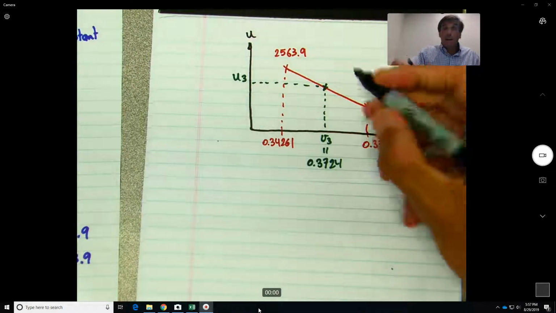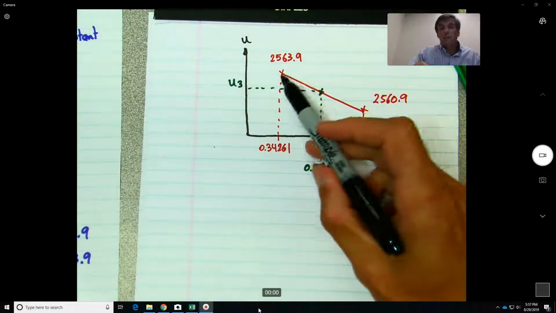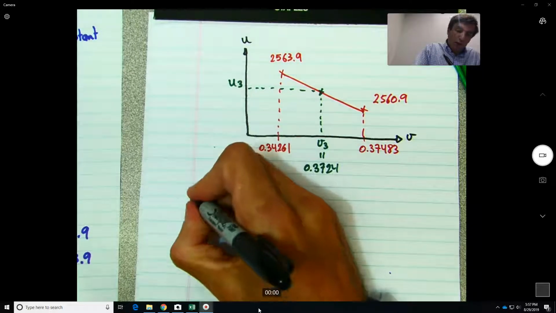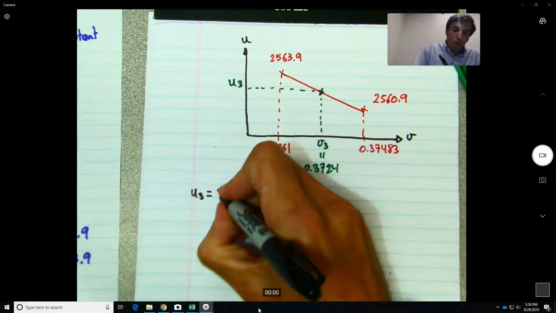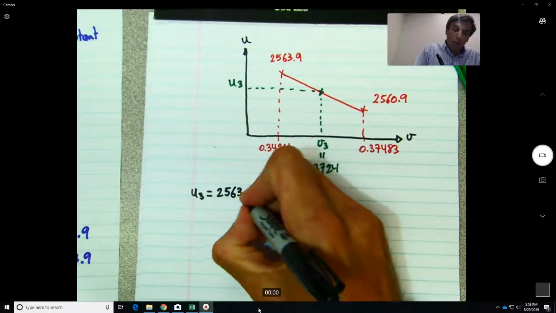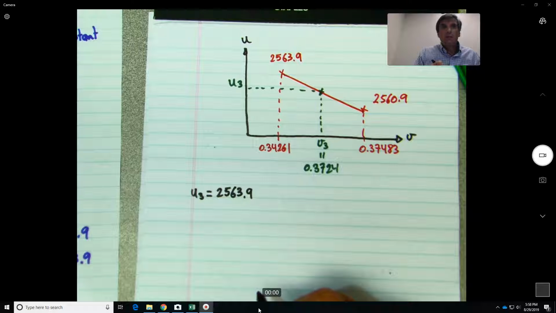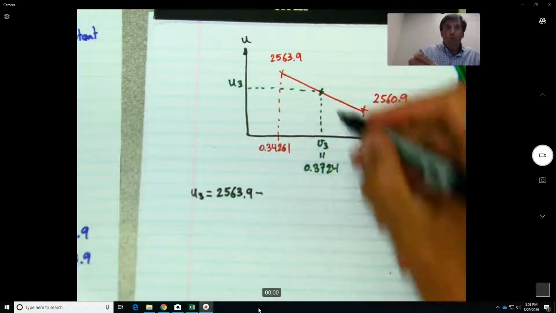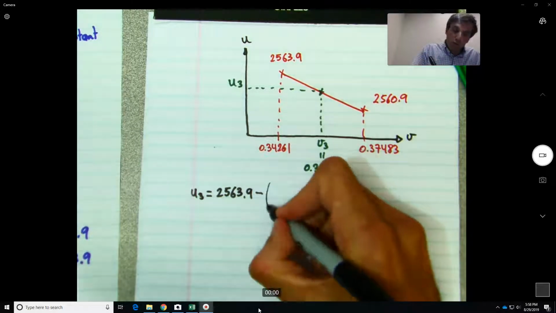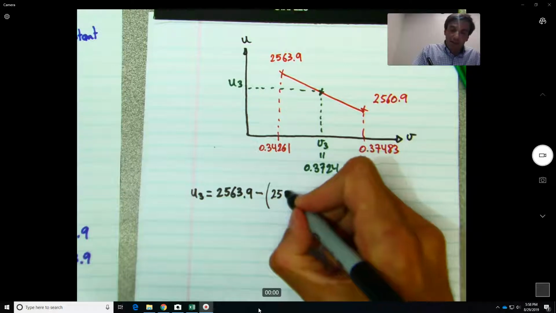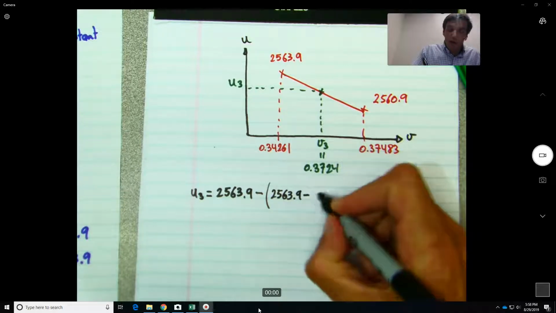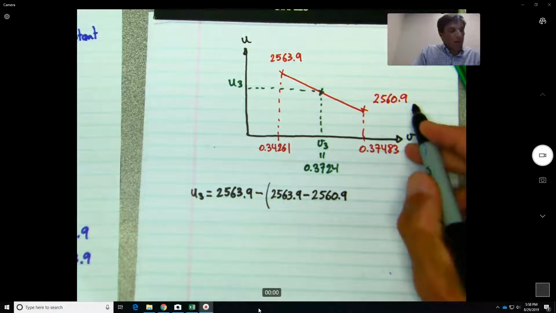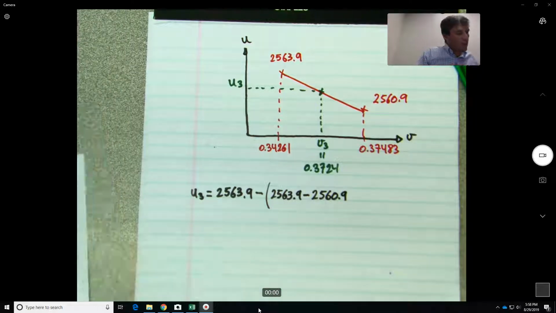All right, so in order to find this value here, we can start either from here or here. Let's just start from this one. So this will be equal to what? U3 will be equal to 2563.9. Now we'll move down, so minus the slope of this curve, that will be equal to 2563.9 minus 2560.9 or 7. Let's check the table.